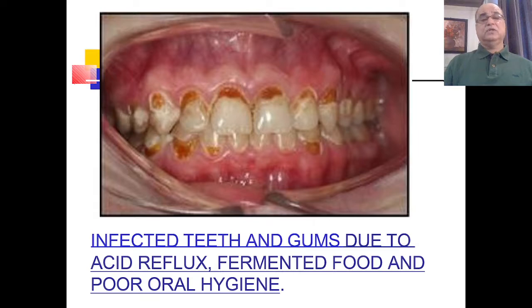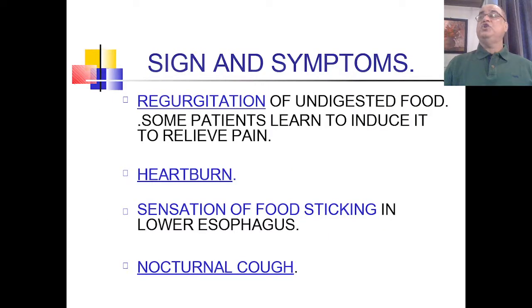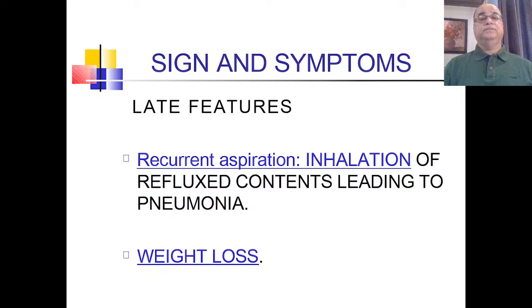Infected teeth and gums due to acid reflux, fermented food, and poor orodental hygiene in such patients. Regurgitation of undigested food, some patients learn to induce it to relieve the pain. Heartburn will be there, sensation of food sticking in the lower esophagus, and nocturnal cough. Later on, due to recurrent aspiration, inhalation of refluxed contents leads to pneumonia, and of course weight loss depending upon the duration of symptoms.